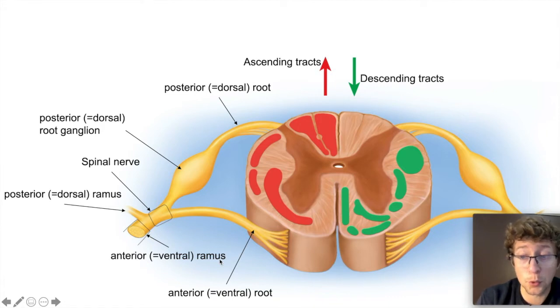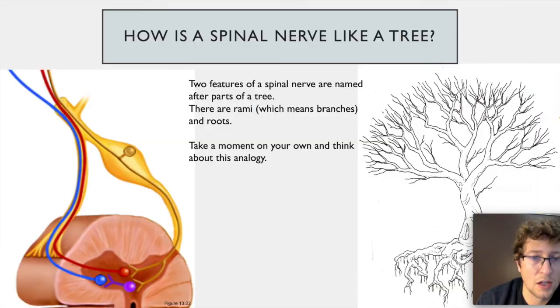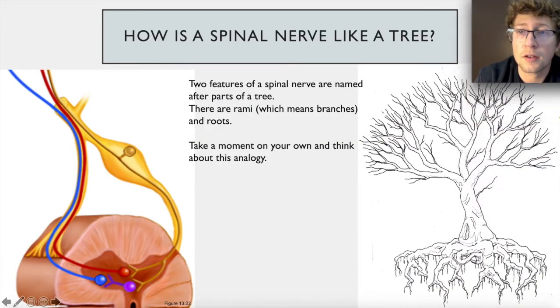So instead of a root going into the ground, we have a branch coming off the tree trunk. So the anterior ramus will wrap around to the front. Meanwhile, the posterior ramus is going to wrap and innervate the posterior side of the body. So I think this is a really good way to visualize this. I'm going to use this analogy as with a tree.